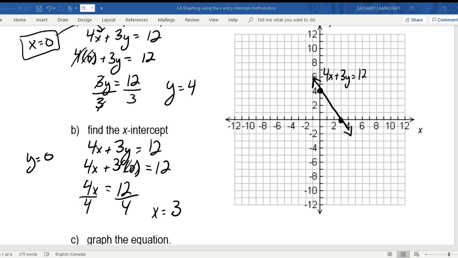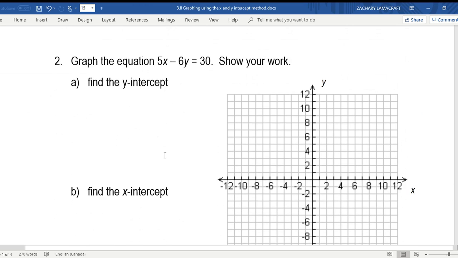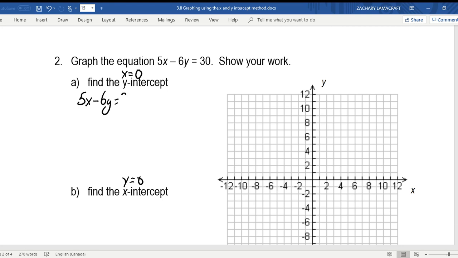Cool. Okay, so moving on, we have another equation here, and it's graph the equation 5x minus 6y equals 30. Once again, whenever we're finding the y-intercept, we set x to 0, and whenever we're finding the x-intercept, we set y to 0. So it's just the opposites. If something's on the y-axis, then the x part of the coordinate is 0, and if something's on the x-axis, the y part of the coordinate is 0. So in this case, we would write out our equation 5x minus 6y equals 30.